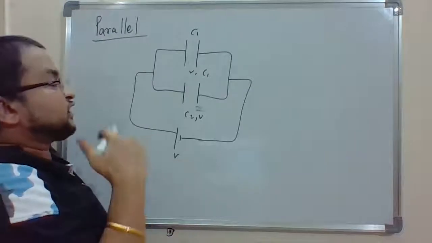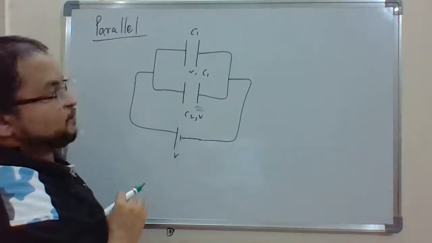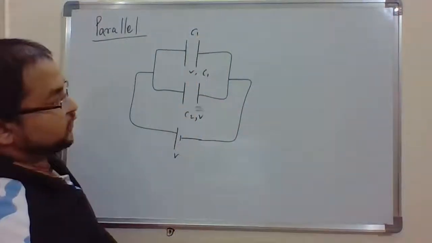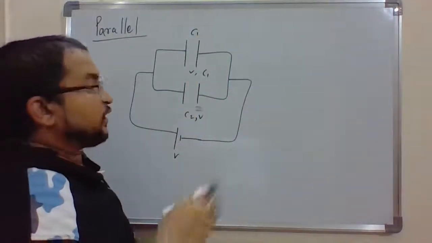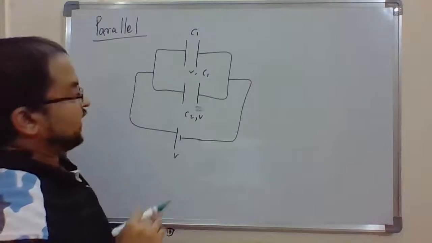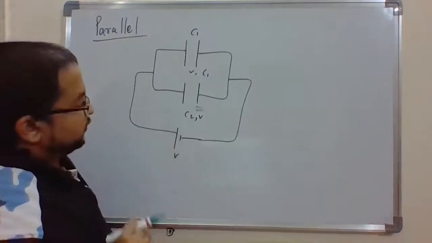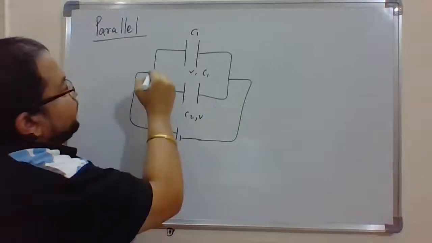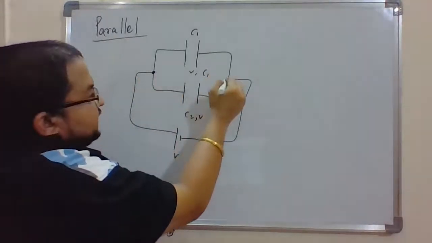Now the next thing is, what is the third parameter? The third parameter is charge. So can I say that the charge across these two is also the same? May or may not be. Let us not say without analysis. Now, let us understand that.